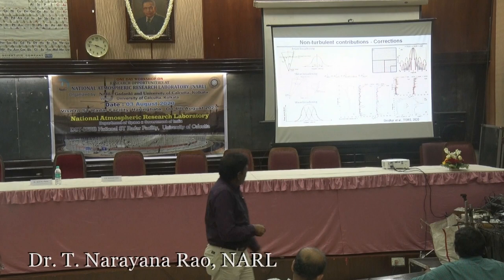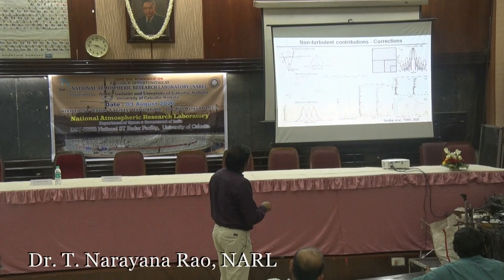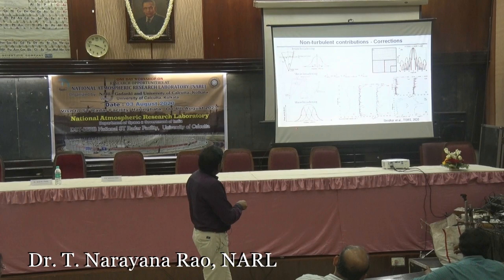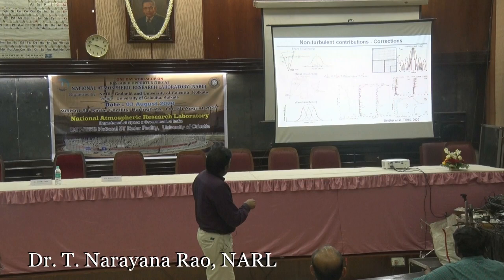So this is what I have written here, a simple equation. This is the observed spectra. This spectra contains a turbulent contribution, and then there are some other non-turbulent contributions. These non-turbulent contributions are shown here. But if you can calculate these factors and remove them, then you can directly relate the observed spectra to the turbulence.